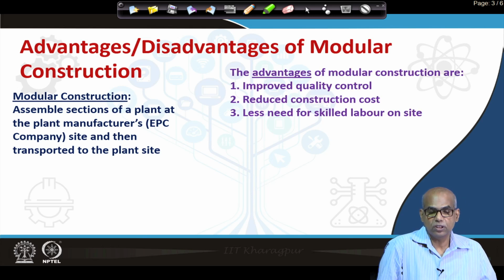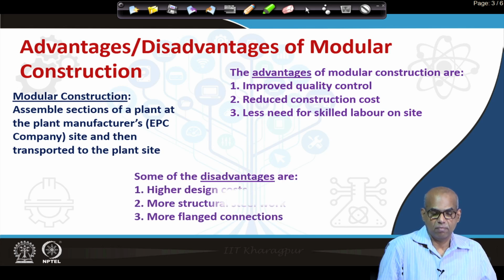What is the advantage? Improved quality control, reduced construction cost and less requirement for skilled labor on site. But there are disadvantages also: higher design cost, more structural steel work, more flanged connections.